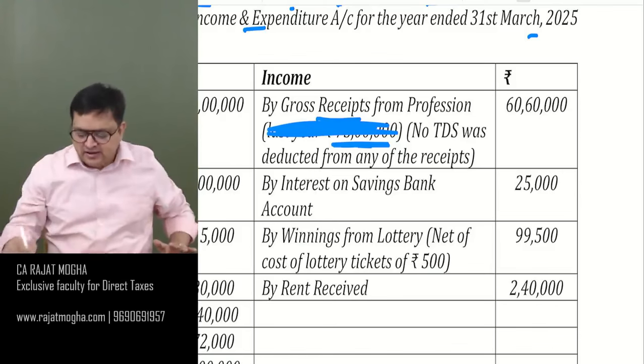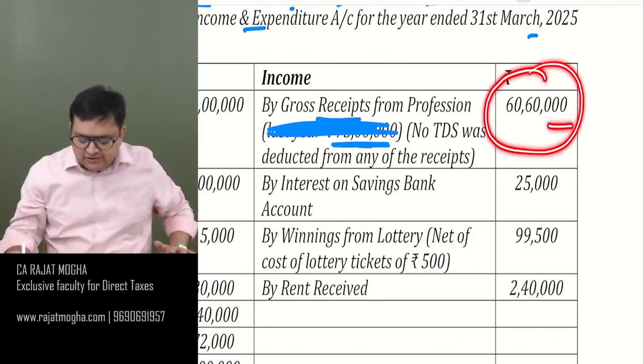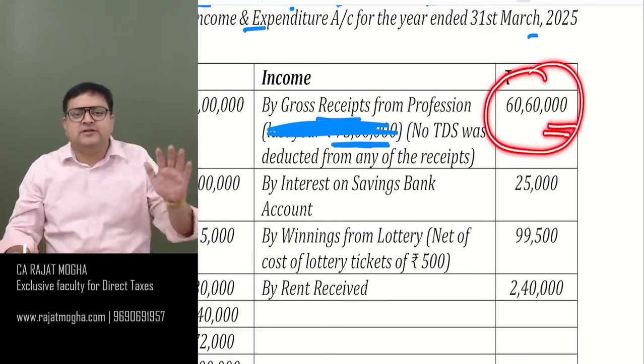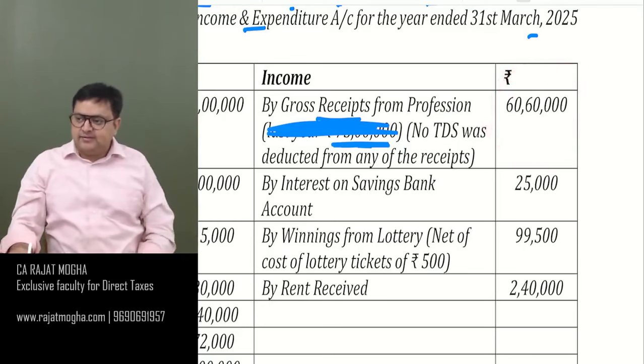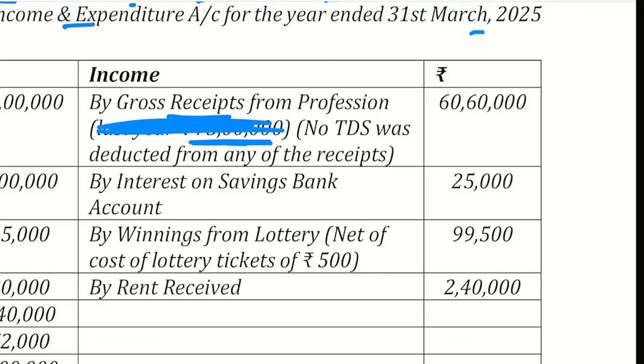So tell me, are we okay with it or not? Should we make any adjustment or are we okay with 60 lakh? We are perfectly okay. Have you all understood this now? No TDS was deducted from any of the receipts. We are okay with this amount.